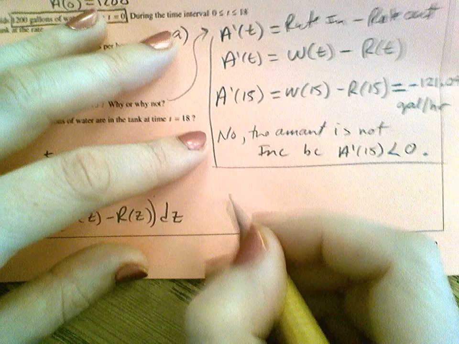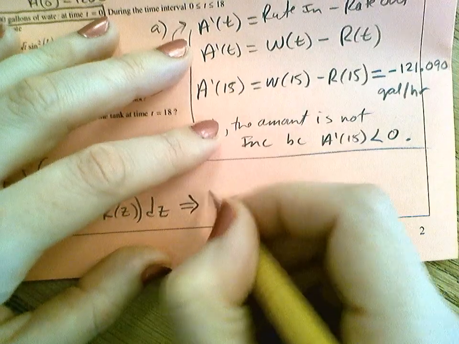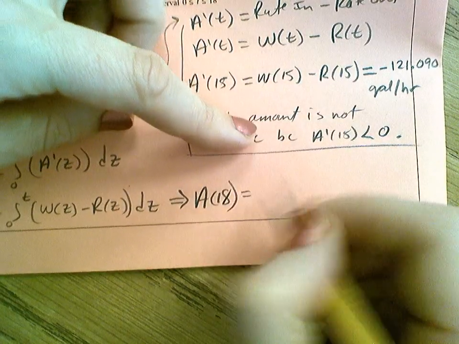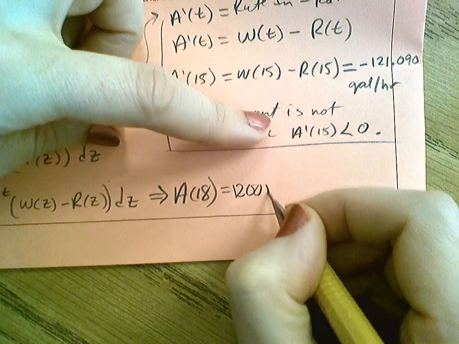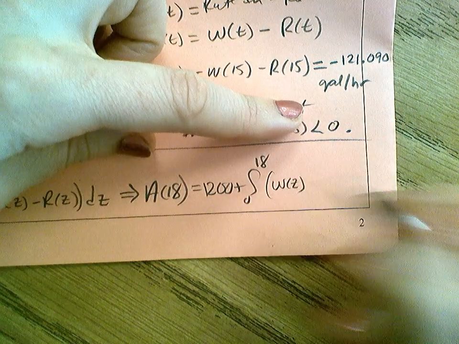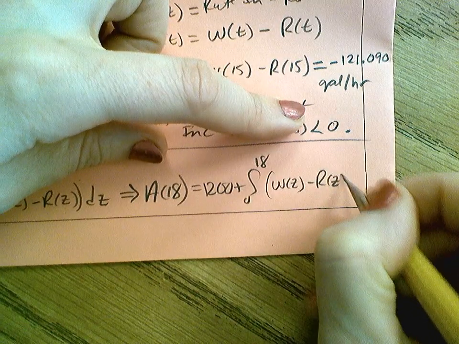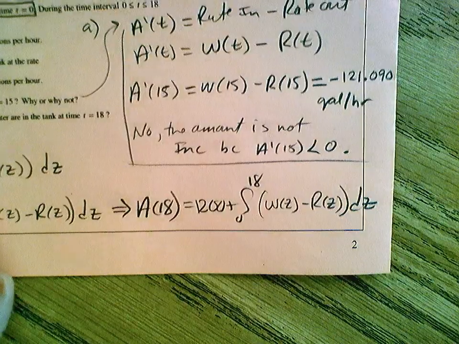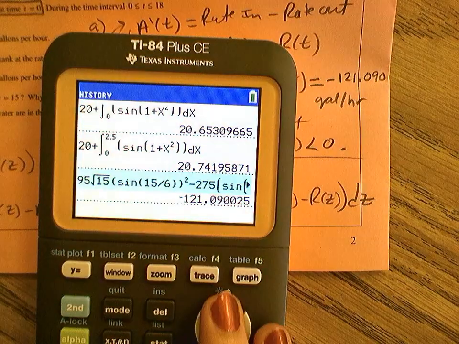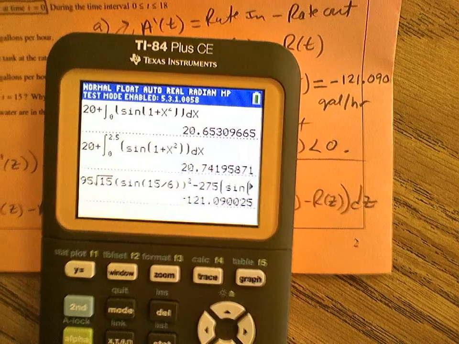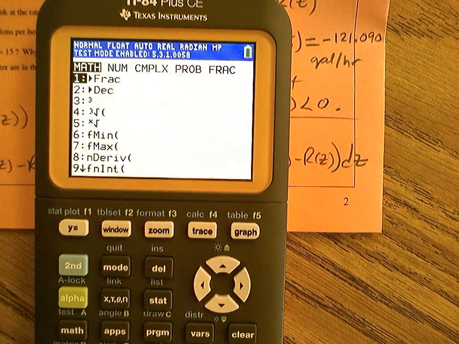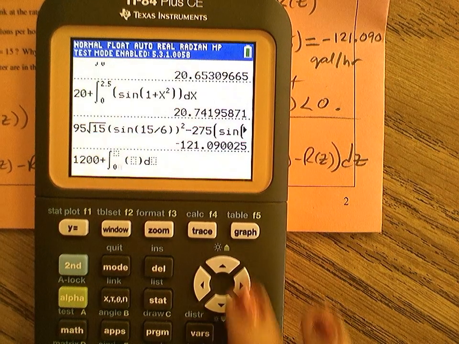Okay, and then we're going to get A of 18, which is going to give us our answer, 1200 plus the integral from 0 to 18 of W of Z minus R of Z dz. Okay, and then I just have to plug that into my calculator. Gosh, I wish there was a way of like, okay, let me see. Math, all right, so it's going to be 1200 plus math 9. I wish there was a way to cut and paste.